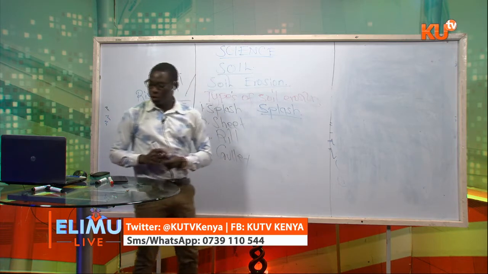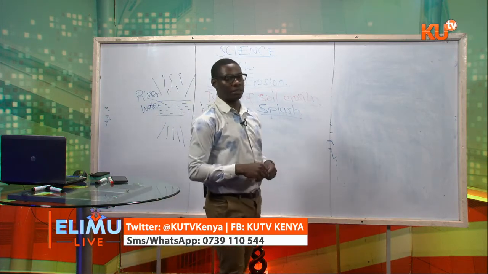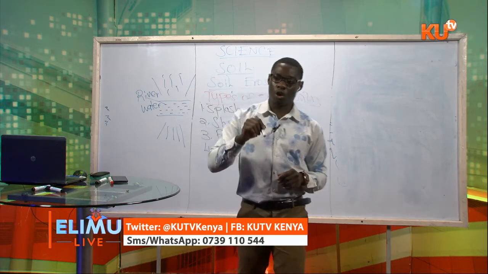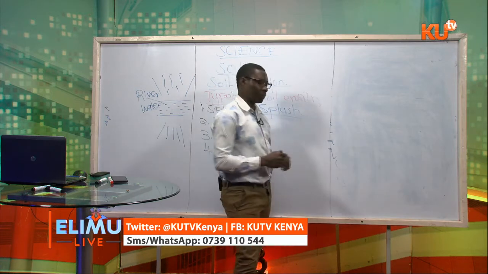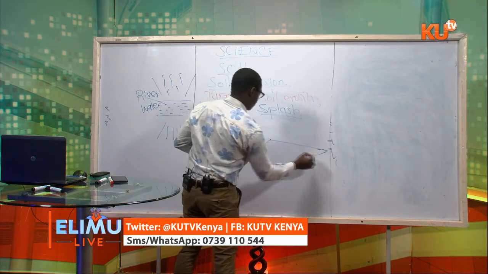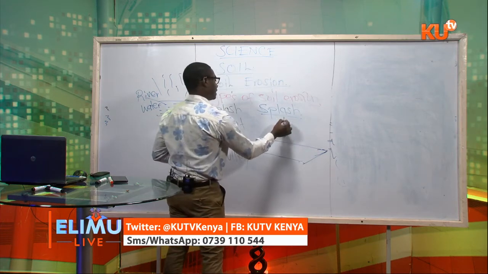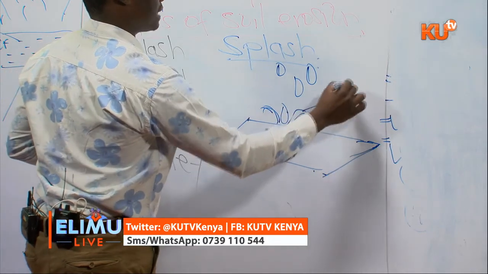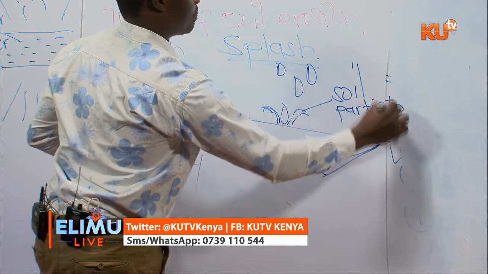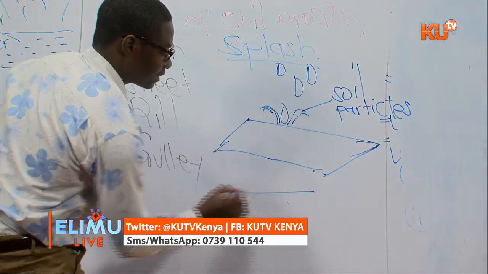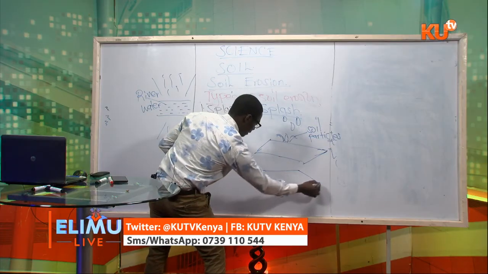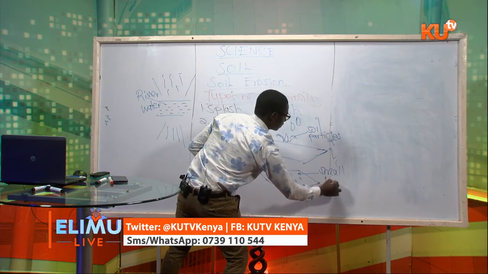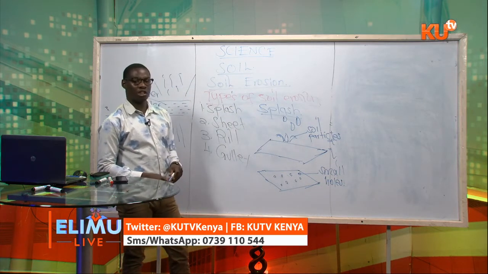Now, splash erosion usually occurs due to raindrops. So when the raindrops hit the soil surface, they displace the soil particles, leaving some small holes on the ground. That is what we call splash erosion. If this one is the ground, as the raindrops are falling, when they hit the ground, soil particles are usually displaced. The end result is that your ground looks something like this, with small holes. This is what I call splash erosion.